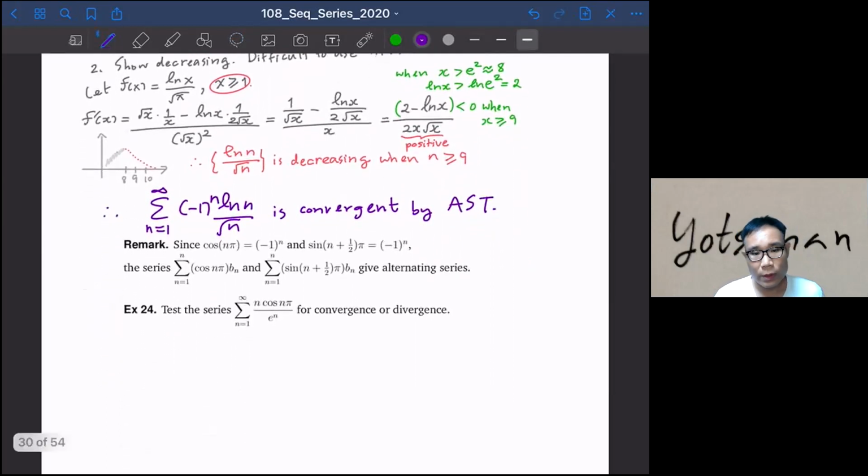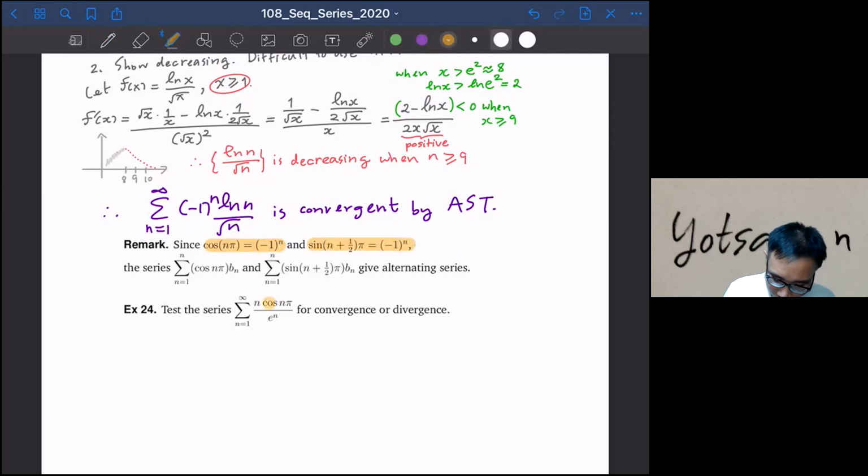The last one, I will let you do on your own. The thing is, sometimes cos n pi, or sine of (n plus 1/2) pi, are just another way to write negative 1 to the n. So when you see cos n pi, don't be afraid that it's going to be a trigonometric series. It's not going to be a trigonometric series.